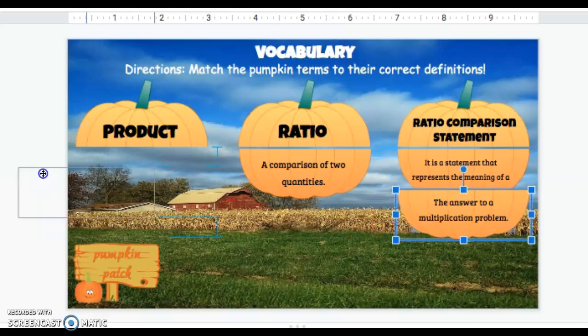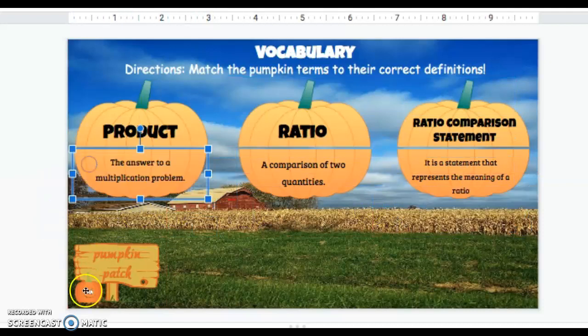And then the product is the answer to a multiplication problem. Okay, so that is your vocab for today.